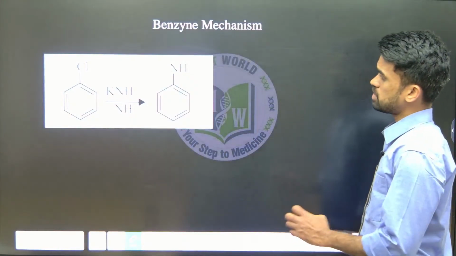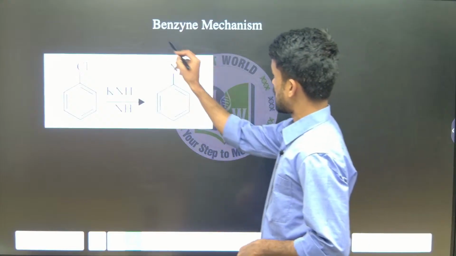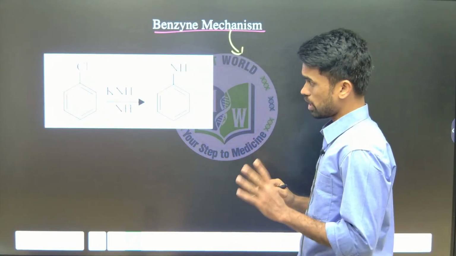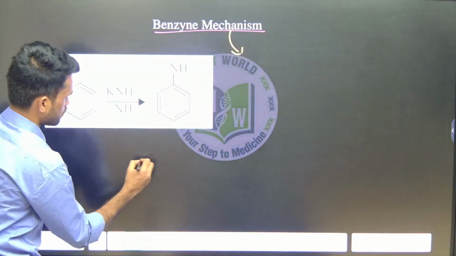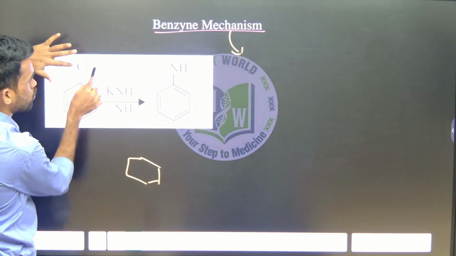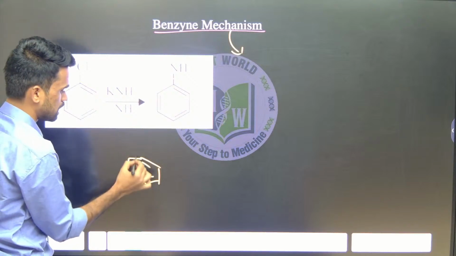So there is one more concept called benzyne mechanism. What is this benzyne mechanism? It involves two things. I will explain, just listen here. What happens here is, in the place of chlorine we are seeing NH2. So how is this happening, just see here, I am explaining.